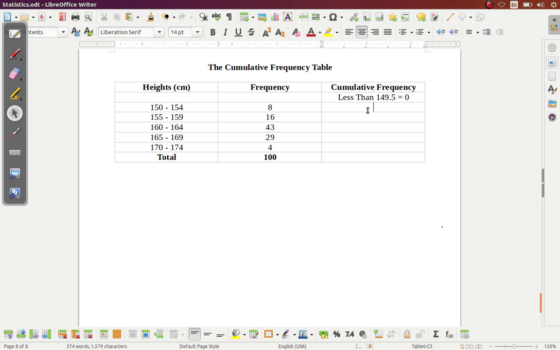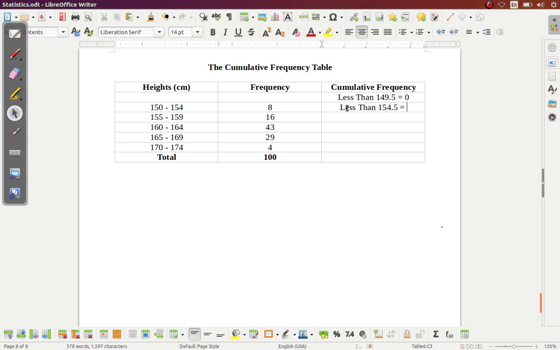Now, the 8 covers the 150 to 154. That means anyone who measured more than 149.5 up to less than 154.5, you would include in this class. Less than 154.5.